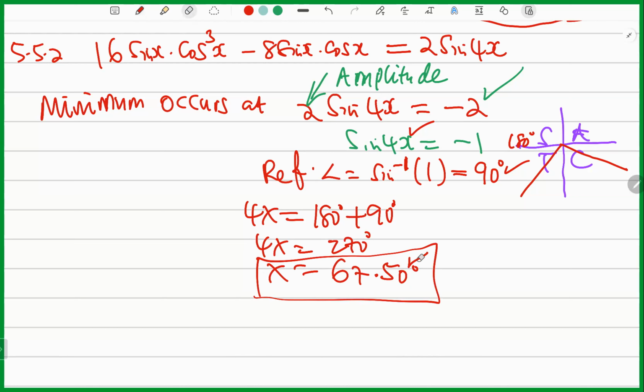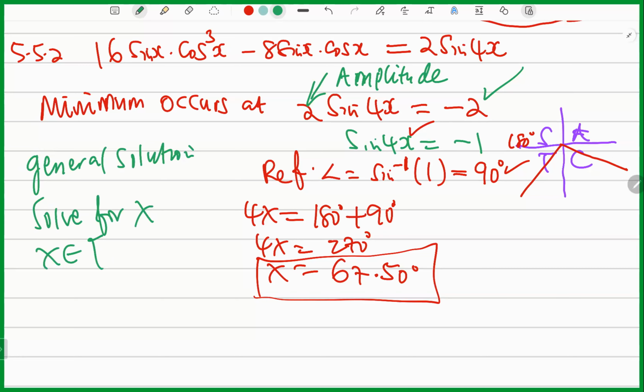Right, so you get, yes. Why aren't we using the K plus 360? Because the K plus 360 is for the general solution. But what did they want here? They said we must solve for x, where x is between something.